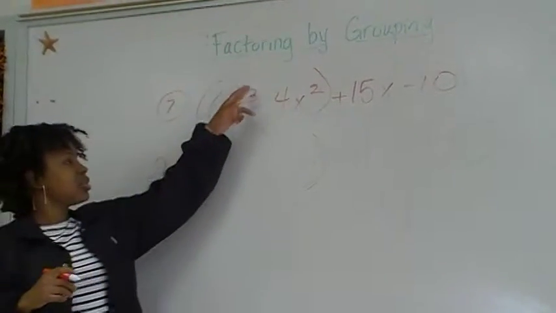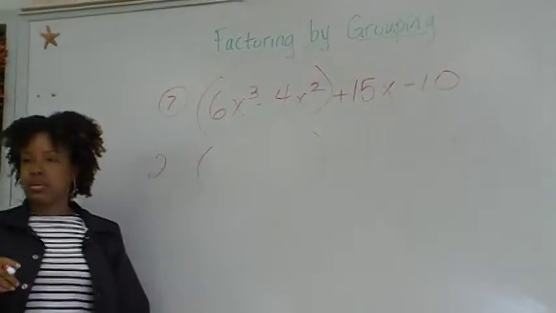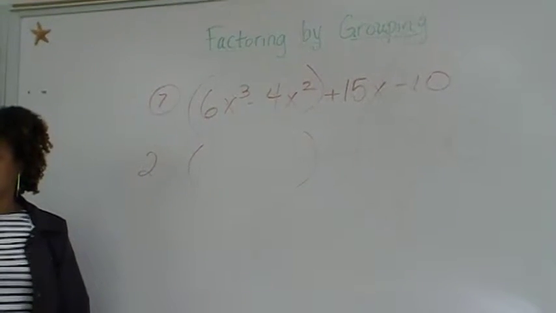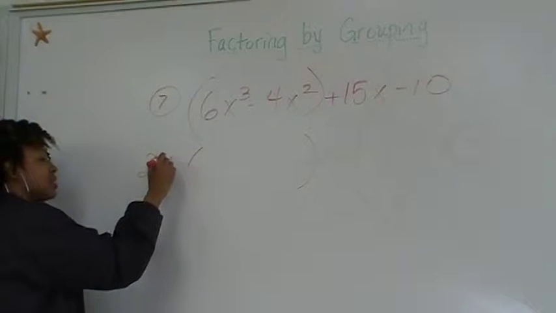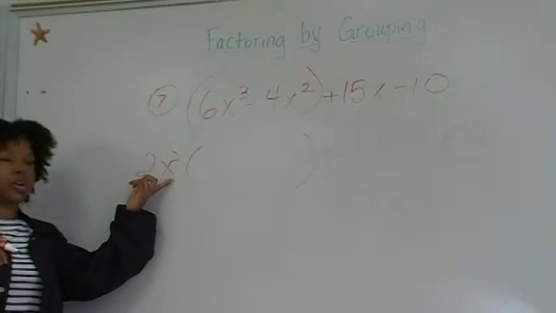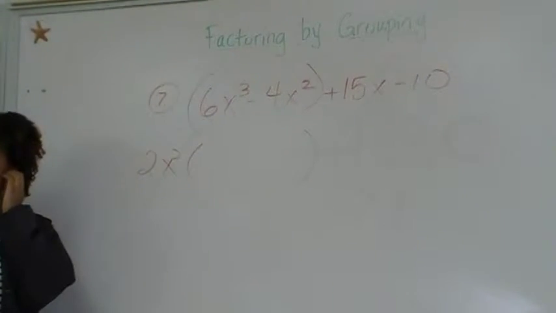Okay, what about x to the third and x squared? X squared. Good. That's your GCF. So that's how you start off the problem. You write the GCF outside of parentheses.